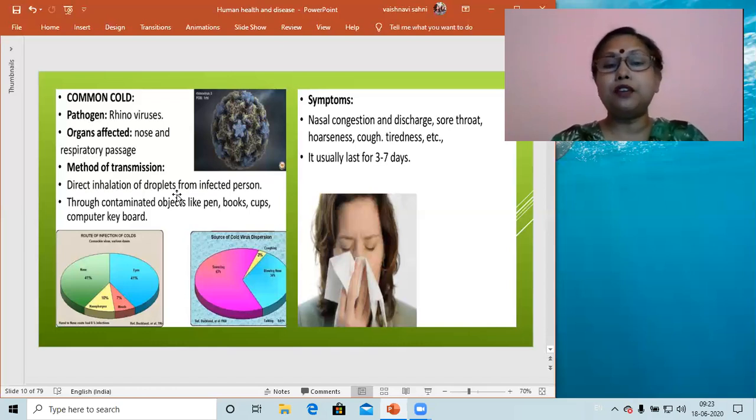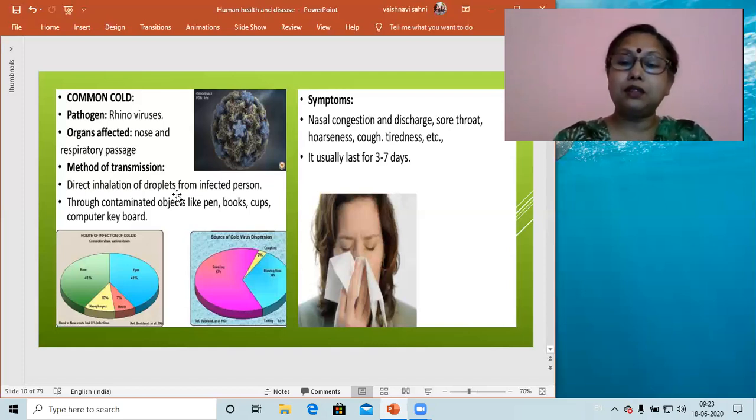What symptoms come if somebody is infected? The early symptom is a running nose. Then sometimes mucus from the nose may also come, sore throat, hoarseness, then cough, tiredness, sneezing, loss of appetite. All these are symptoms which anybody suffering from common cold may have.